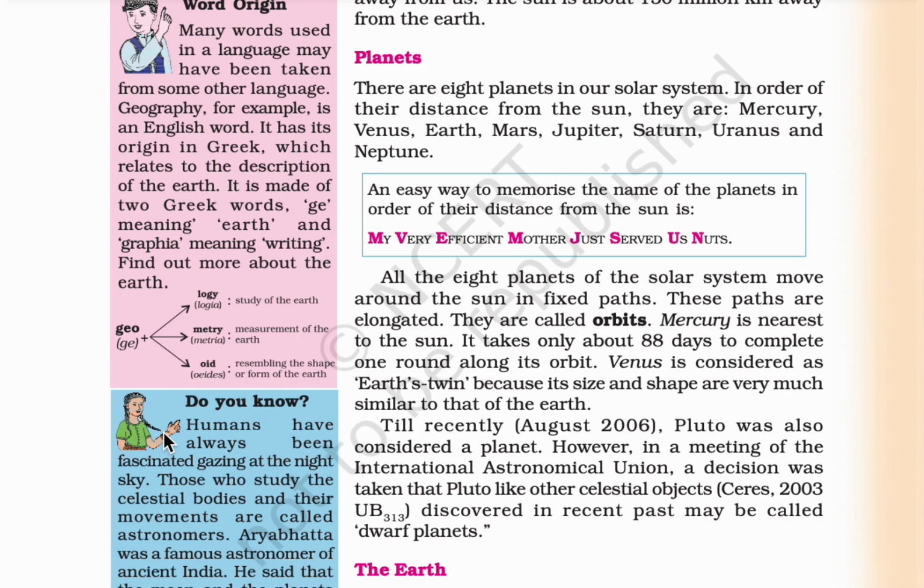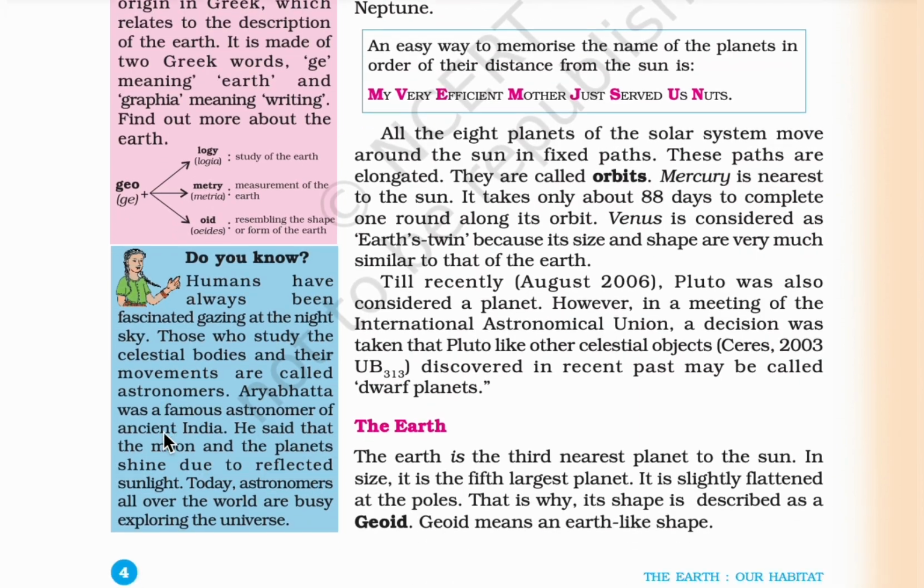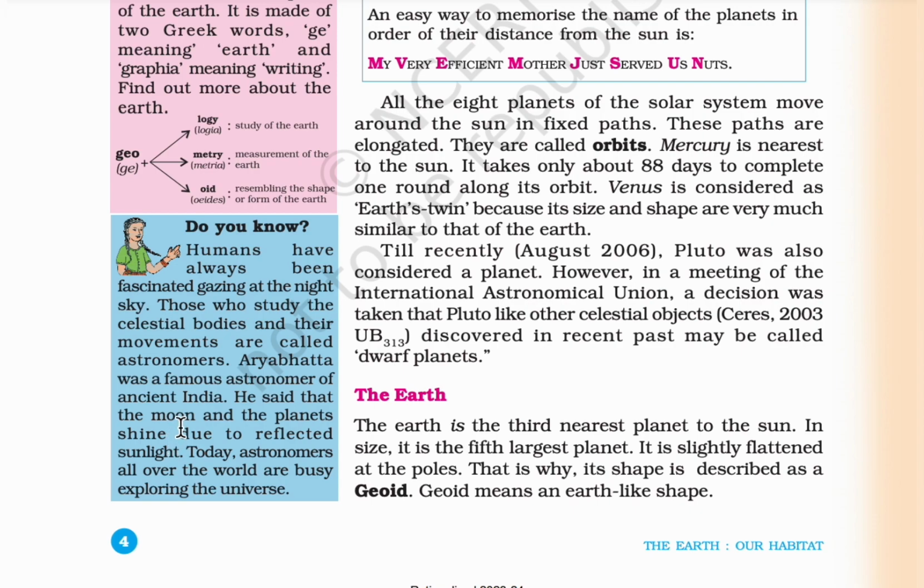Geometry means the measurement of earth. Geoid means resembling the shape of the earth. The next one is the astronomers topic. So the astronomers are those who study the celestial bodies. Now the celestial bodies are the things which shine in the sky. So all the objects which shine in the sky are called the celestial bodies.